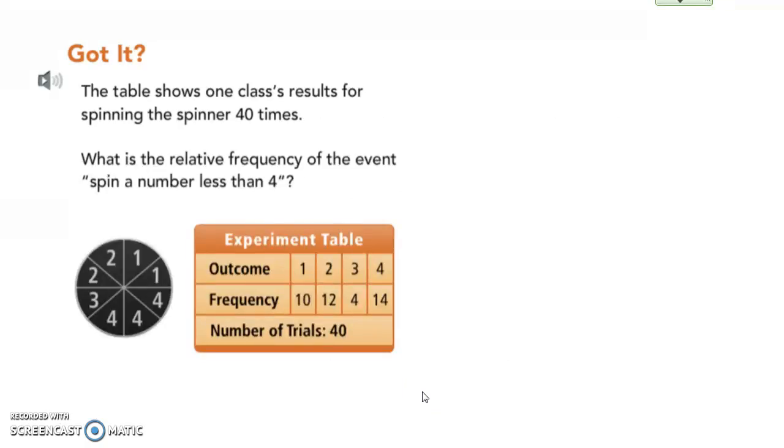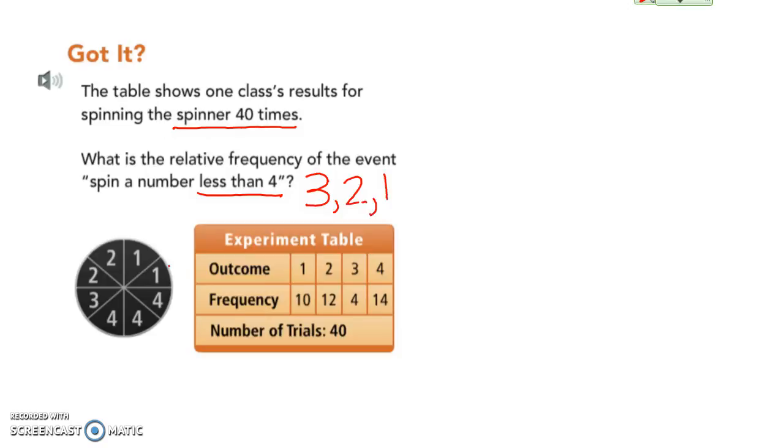Let's try an example. Call this example 1 in your notes. So we're looking at this spinner. And the spinner has been spun, it tells us in the problem, 40 times. We spun the spinner 40 times. Then it asks, what is the relative frequency of the event for spinning a number less than 4? Now remember, less than 4 does not include 4. So less than 4 would just be 3, 2, and 1.